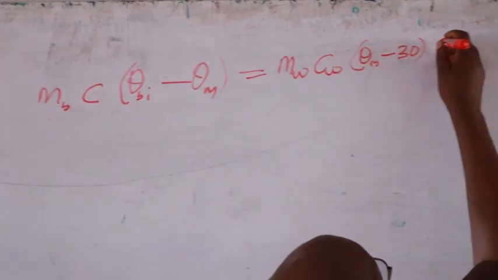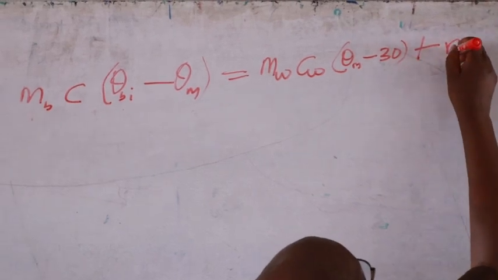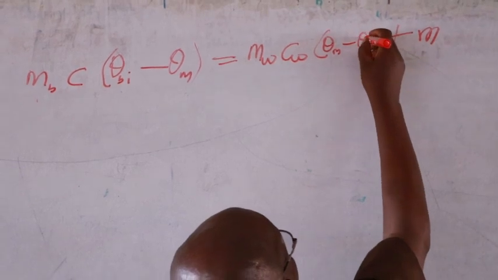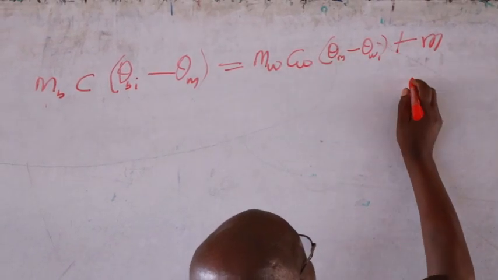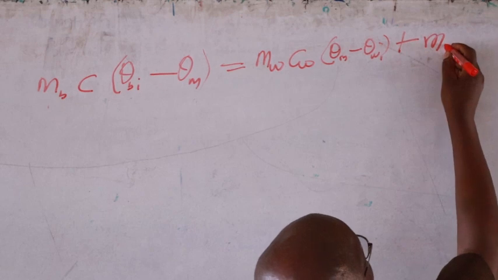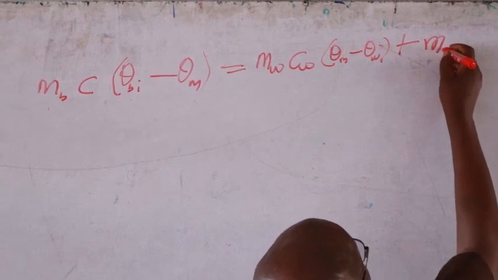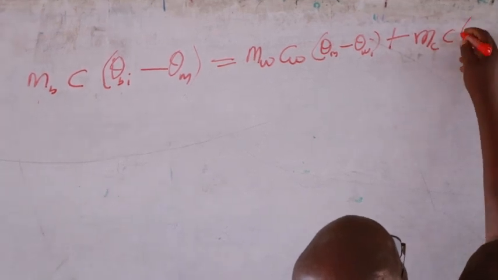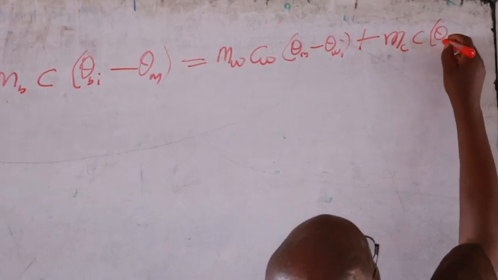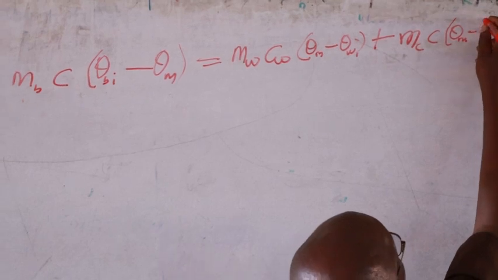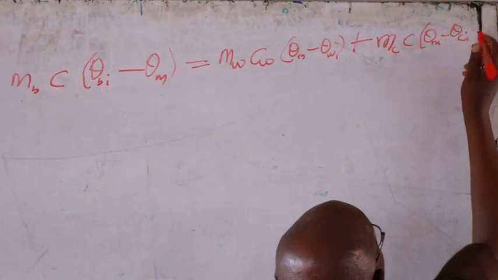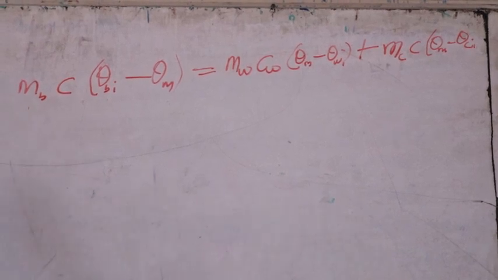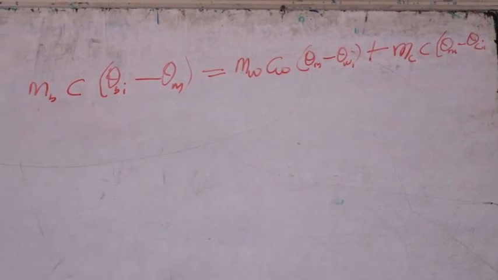The same thing will happen to the container, mass of container, but before you use 30 here, you can say initial temperature of water, plus mass of the copper calorimeter, the capacity of copper, change in temperature here will also be theta M minus theta copper I, or initial. This one is still the same thing with what you have written here.